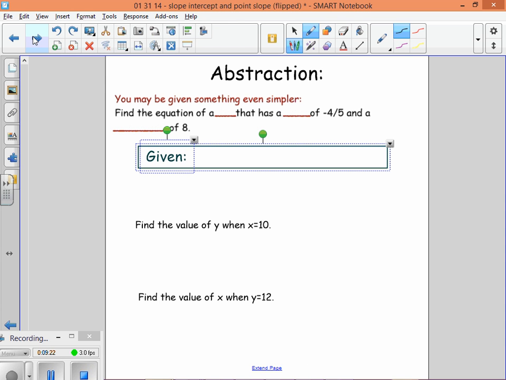It will sometimes be one level of abstraction up, meaning that we will have fewer words and more of a just-telling-you-what-to-do sort of thing. You need to know how to do both. In this problem, you may be given something like this. Find the equation of a line that has a slope of -4/5 and a y-intercept of 8. So we have to think to ourselves, what is given to us and what do I need to do? Given here is slope and y-intercept. This should tell you right away you're going to use slope-intercept form.